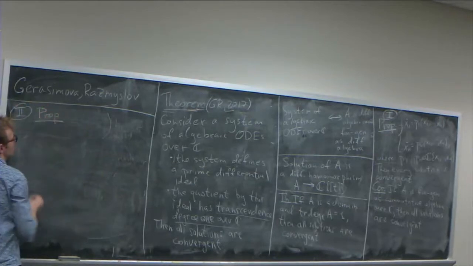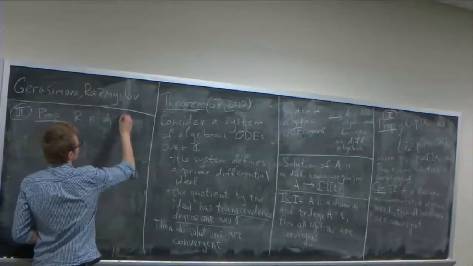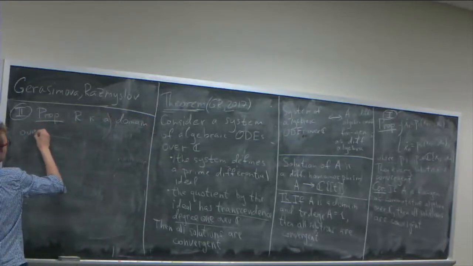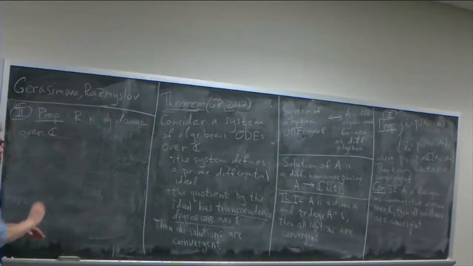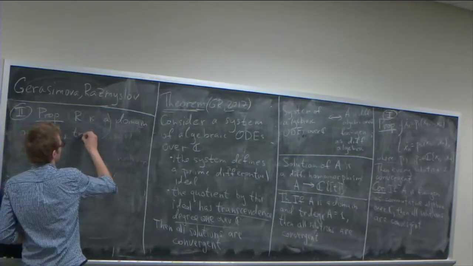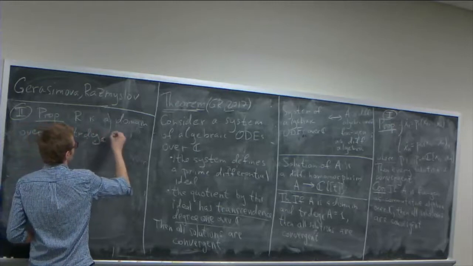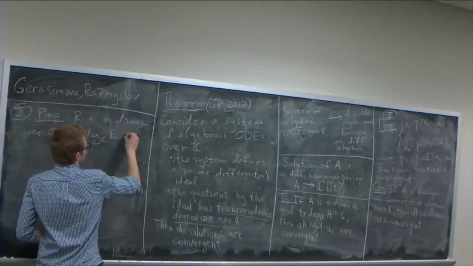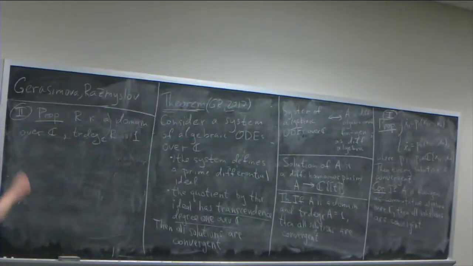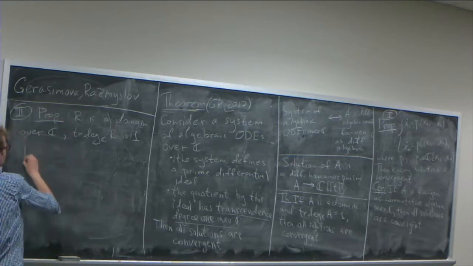So assume that R is a domain over C. It's not a differential algebra, just a usual commutative algebra, and the transcendence degree of R over C is 1. Then the following happens.